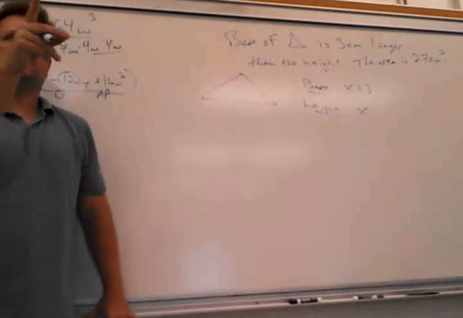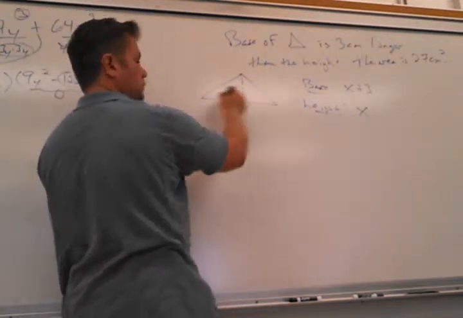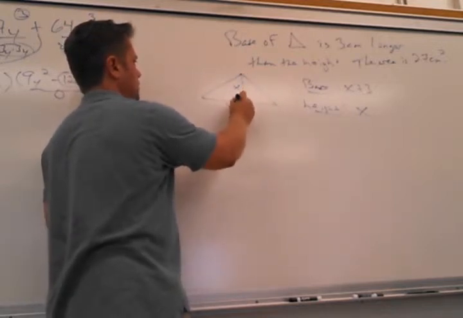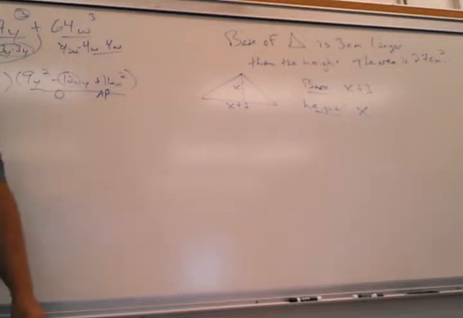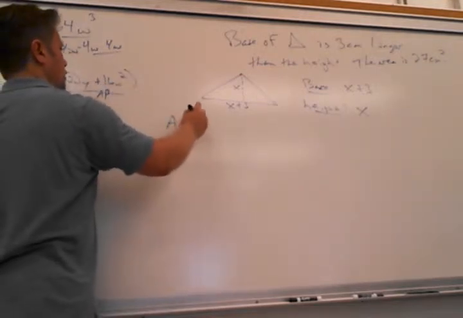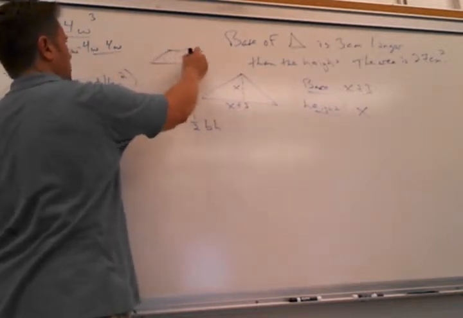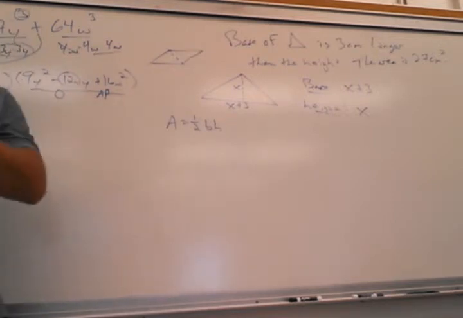Now here's where you got to be really careful. If I label this, here's the height. Height's always perpendicular to the base. So the height is X and the base is X plus 3. What's the formula for the area of a triangle? 1/2 base times height. Good. Because if I have a quadrilateral, a triangle is half of it. So it's half the base times the height.